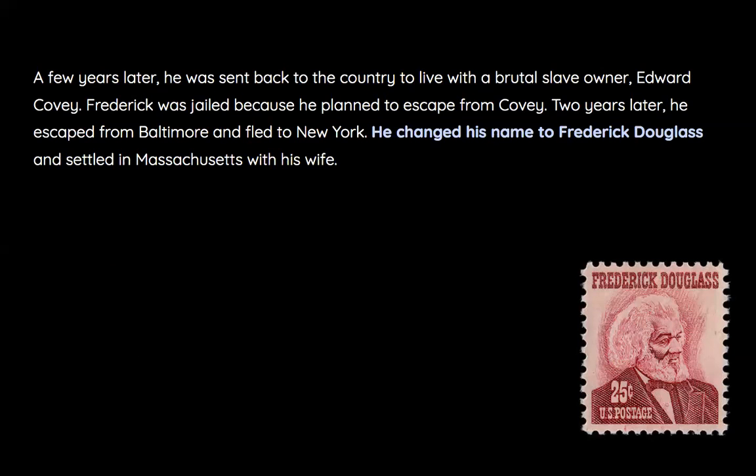A few years later, Frederick was sent back to the country to live with a different slave owner named Edward Covey. This was a very abusive and brutal slave owner. Frederick was sent to jail because he planned to escape from Covey. 2 years later, he did escape from Baltimore and he fled to a northern state, the state of New York. It was at that time that he changed his name to Frederick Douglass, and he settled in the state of Massachusetts in New England with his wife.